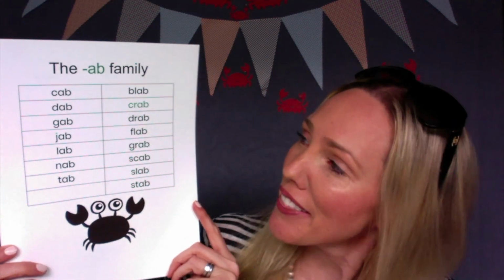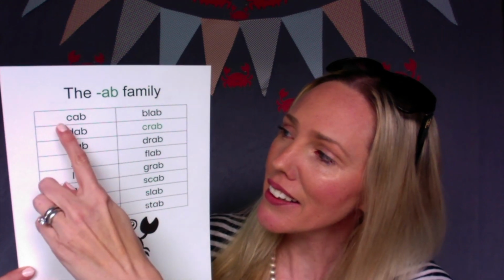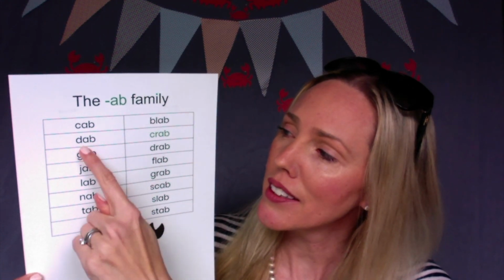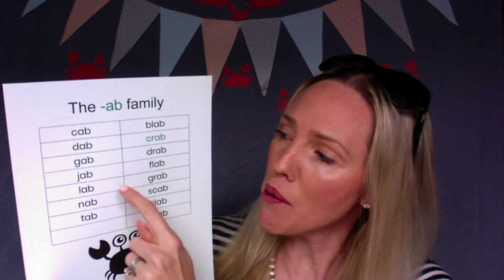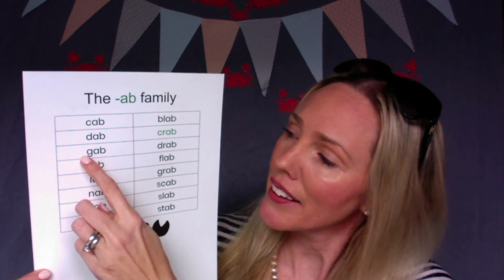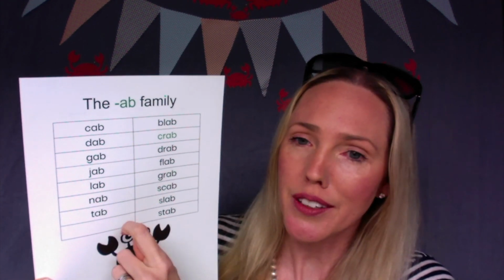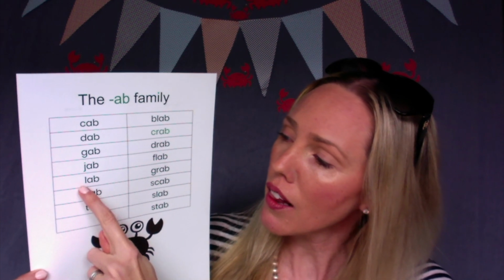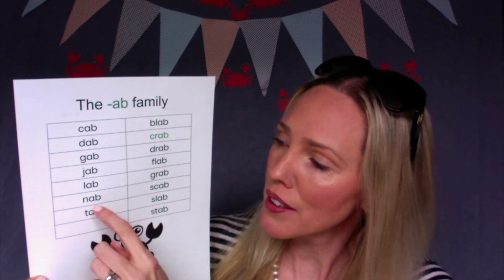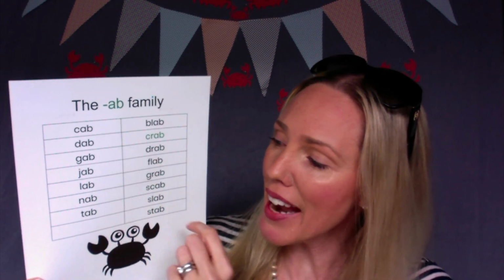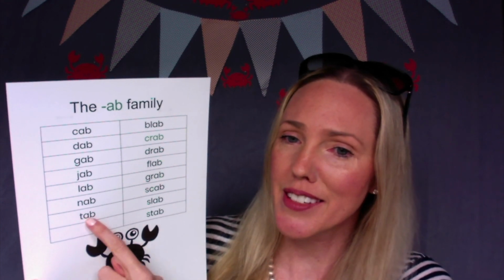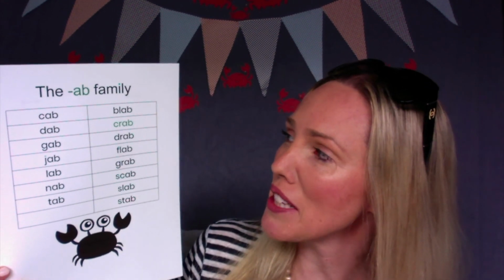Here we go. The ab family. K, cab. D, dab. G, gab. J, jab. L, lab. N, nab. T, tab. And now let's do our blends and digraphs.